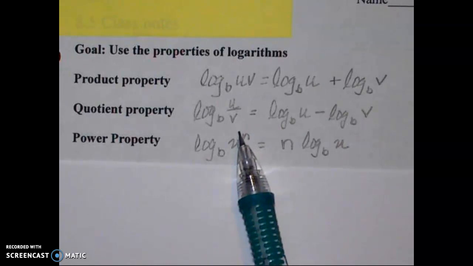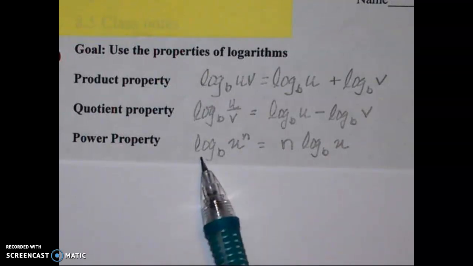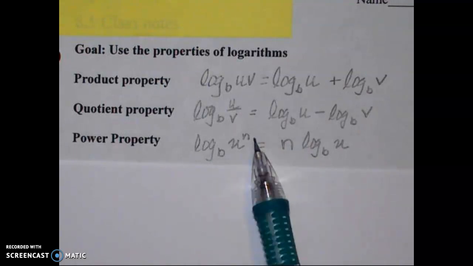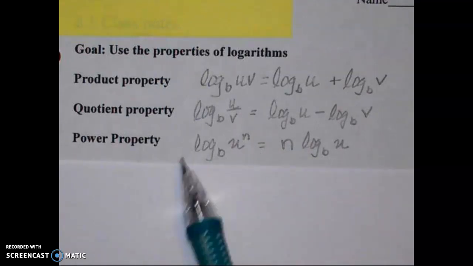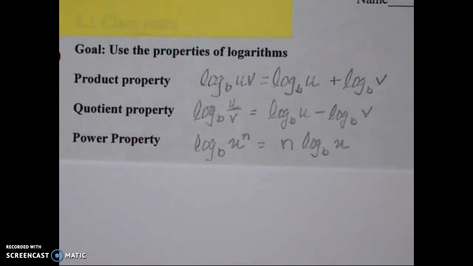And when you have an exponent and you're trying to expand, this is the condensed because it's small. This is the expanded version. The exponent is written as a coefficient, so you write it in the front. So these are the three properties, and we will use them.